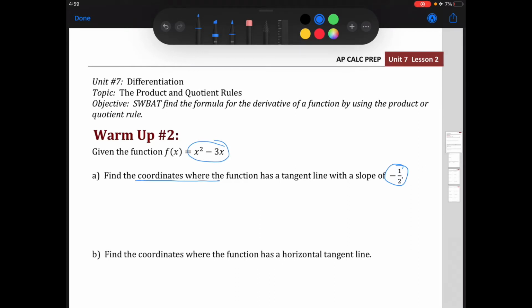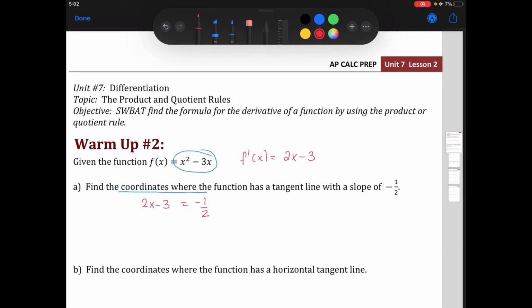So I'm going to start with what? My derivative. My derivative here, I'm going to use my product rule. I hope you remember it. It's going to be 2x minus 3. So I know my 2x minus 3, that's my slope, is going to be equal to negative 1/2. So now I want to add the 3. So I get 2x equals, adding 3 will give me 5/2. So divide by 2, which would be 5/4.